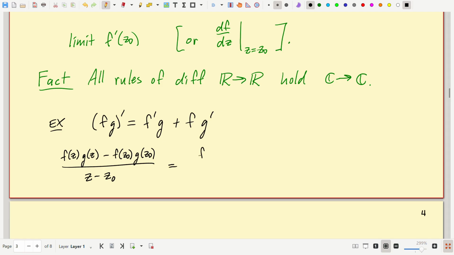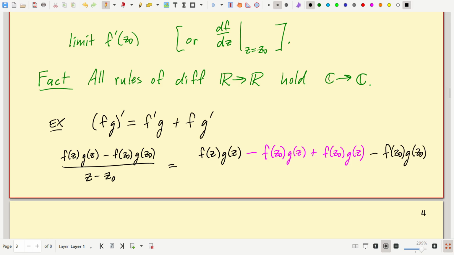In your freshman calculus book, the classic trick is, you add and subtract. I'm going to subtract F of Z naught times G of Z. And then I subtract it there, and I'm going to add exactly the same thing back, so I don't change anything. And now I continue with minus F of Z naught, G of Z naught, and I divide that whole mess by Z minus Z naught.